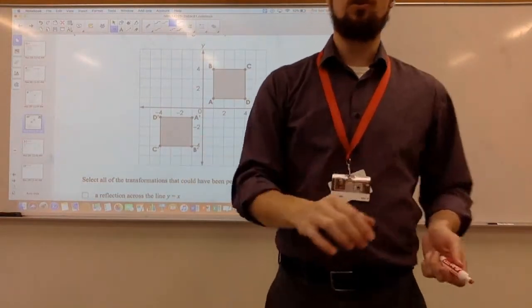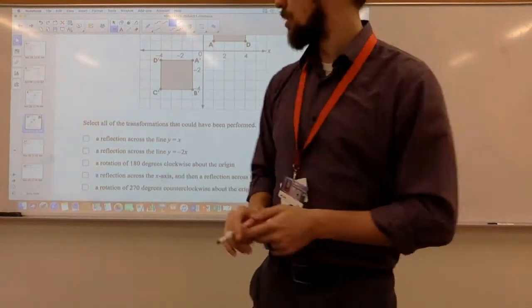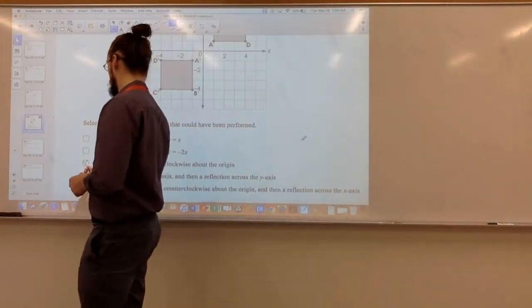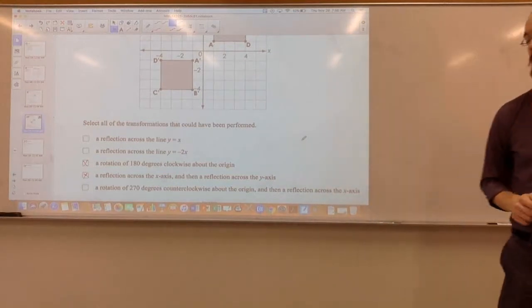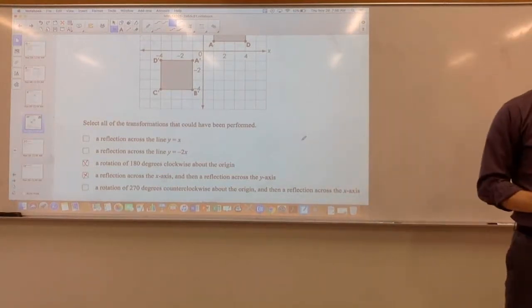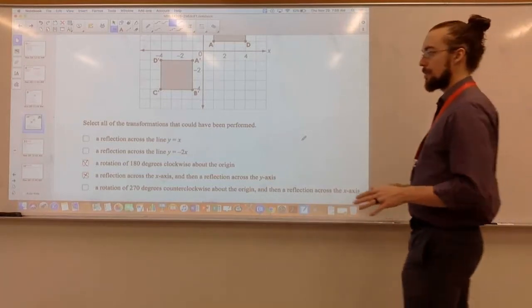So the only two that end up working are C and D. Alright, this one was a little bit trickier to visualize. We okay with that one though?